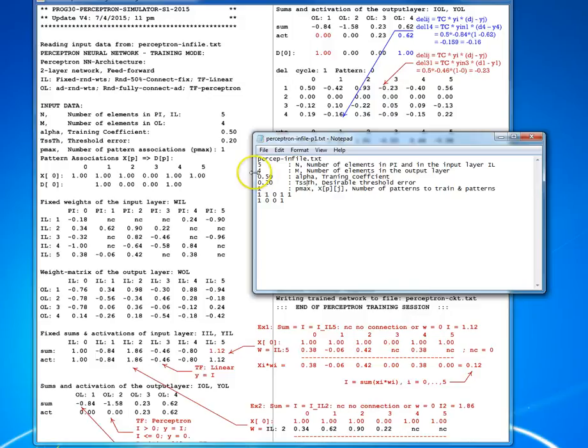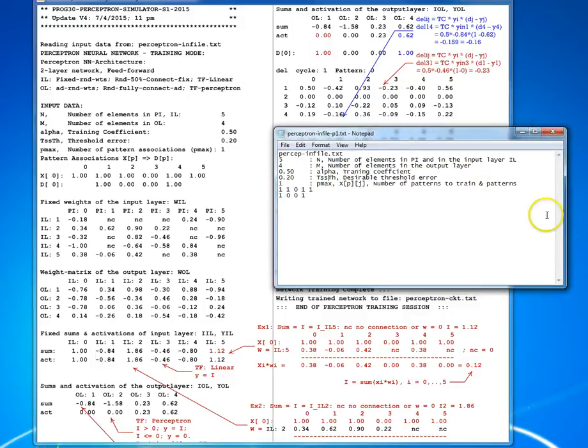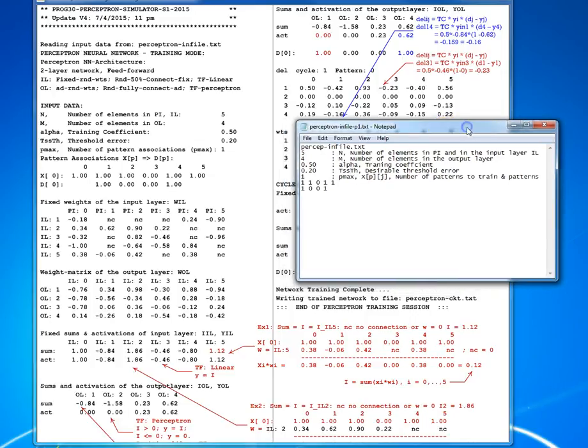Again, what the program does is first read this input data and redisplay it, so we know what is being read. In this case, 5 is the number of elements in the primary inputs on the input layer. The number of elements in the output layer is 4. Alpha, the training coefficient, is 0.5. TSS, the desirable threshold, is 0.8.